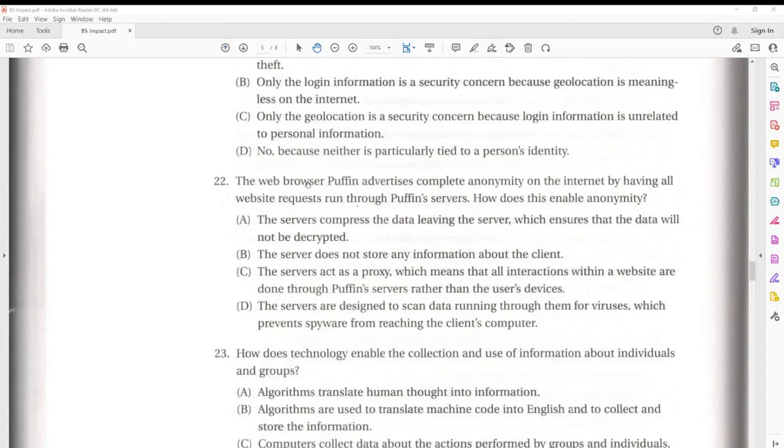Question 22: the browser pops up advertising, completely anonymous over the internet, having all website requests go through the proxy server. What does this enable? Anonymity. How can you enhance anonymity? You have a server, then you need a proxy server, which means that all information within the website is handled through the server rather than the device.